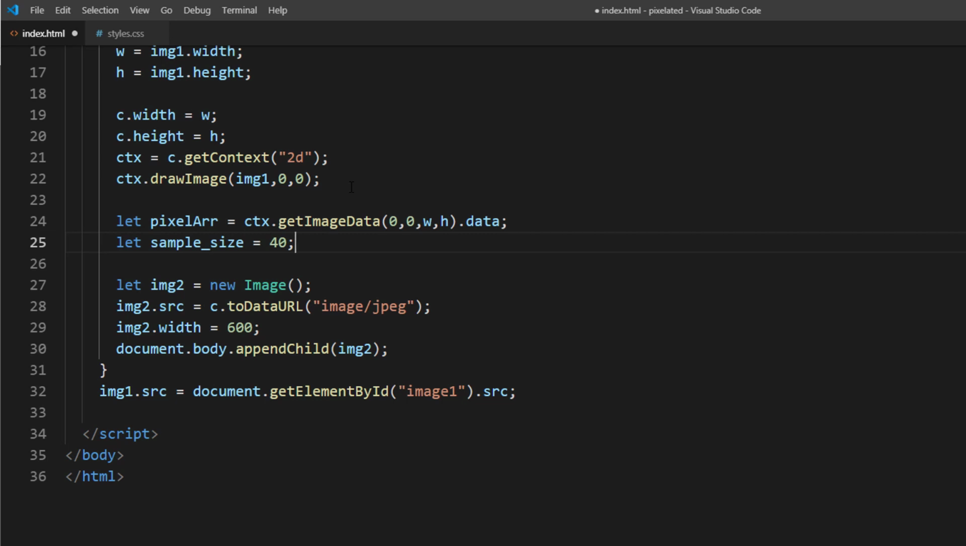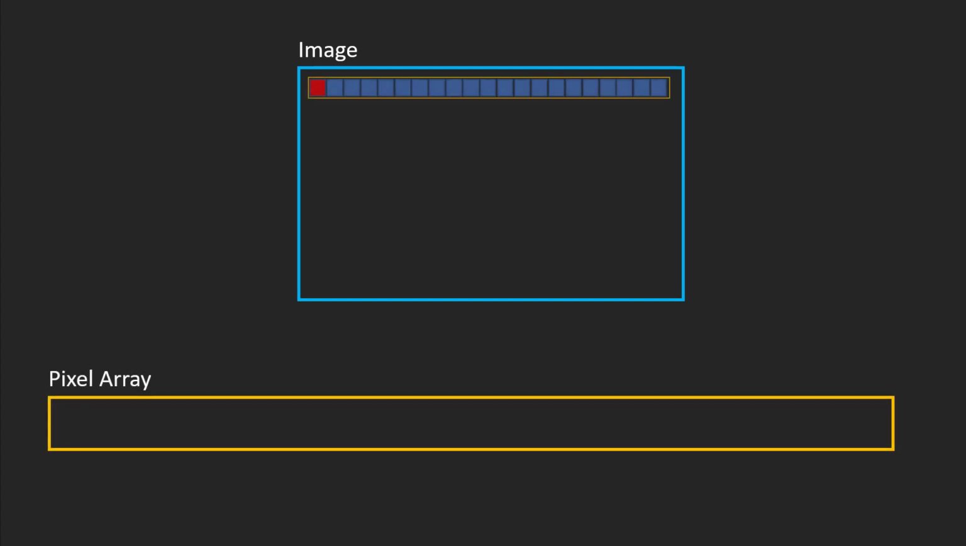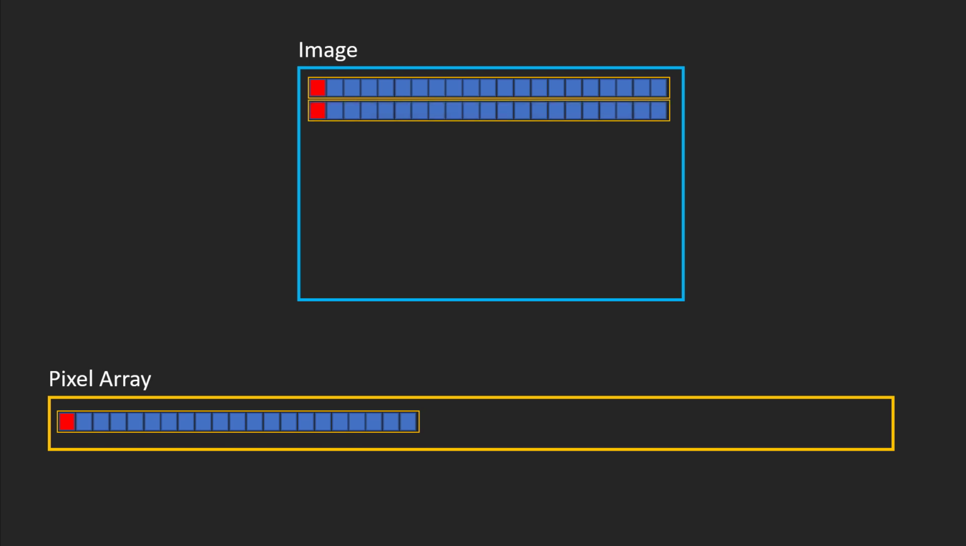Next, we are going to loop through the pixels array. But first, we need to understand the structure. The array has only a single dimension, so it starts with the first pixel of the first row, followed by the next pixels in the same row, then starts over with the next row, repeatedly until the end.